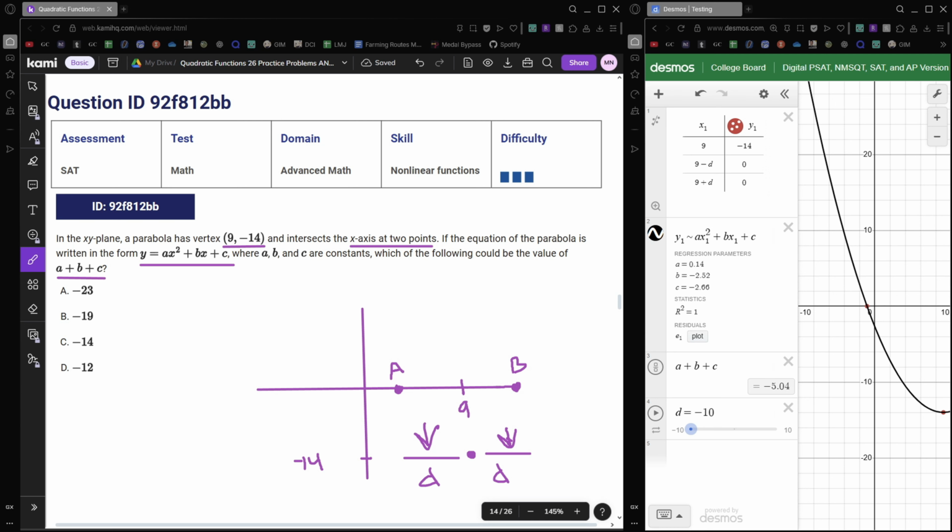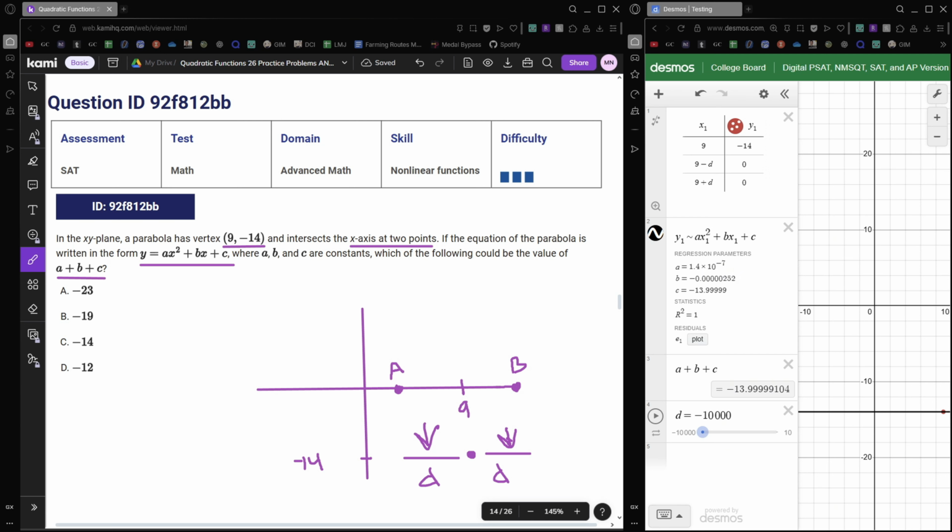Now let's try setting d to be larger numbers. So next to this blue dot here, I'm going to click on the negative 10 and set this equal to something like negative 1000. Now if we keep making d smaller, you notice that the value of a plus b plus c will get infinitely closer to negative 14. However, it will never actually reach negative 14. It will always just be slightly greater than negative 14. Now if I made it equal to like negative 10,000, then the decimal would probably be something like negative 13.99999, a whole bunch of 9s.